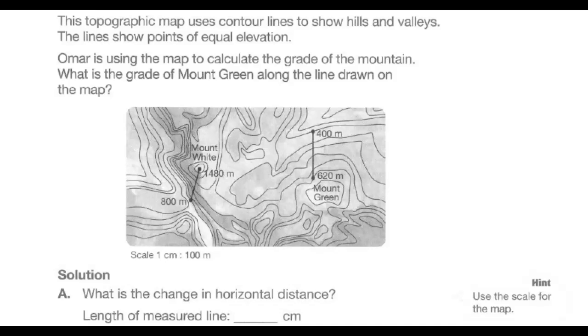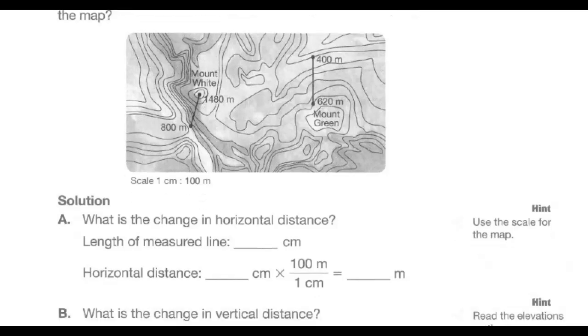Omar is using the map to calculate the grade of the mountain. What is the grade of Mount Green along the line drawn on the map? So we need rise over run. And so we can see the 2 points here, but we don't know what the horizontal distance is. We only know the vertical distance.